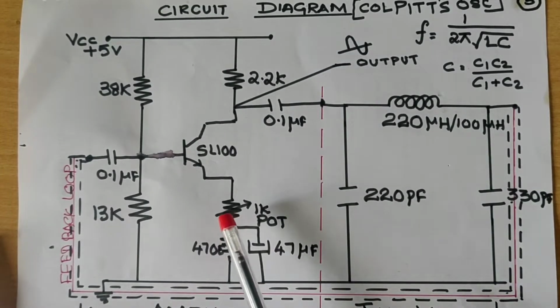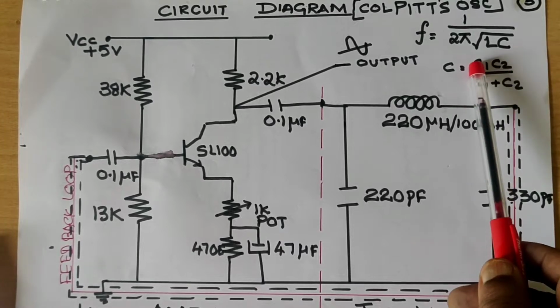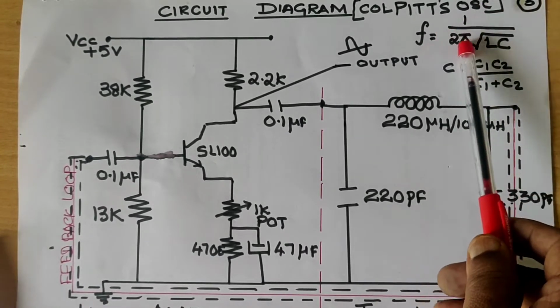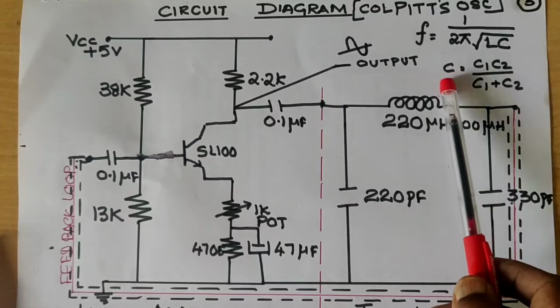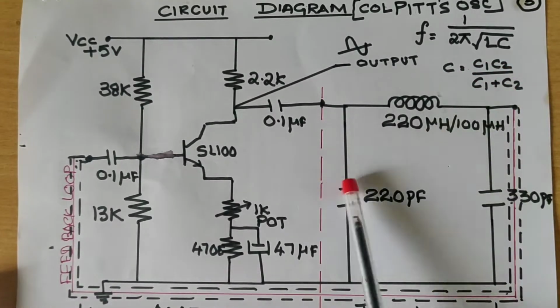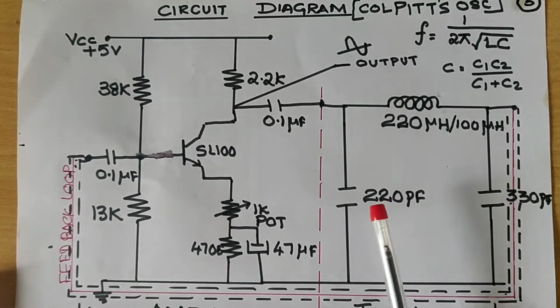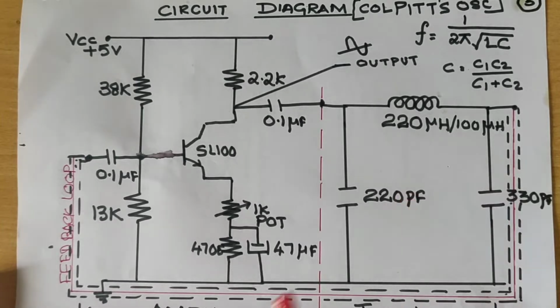The frequency calculated in a Colpitts oscillator is as shown here. F is equal to 1 divided by 2 pi root LC, where C is equal to C1 C2 divided by C1 plus C2, because the two capacitors are effectively in series. Thank you for understanding the working principle of the Colpitts oscillator.